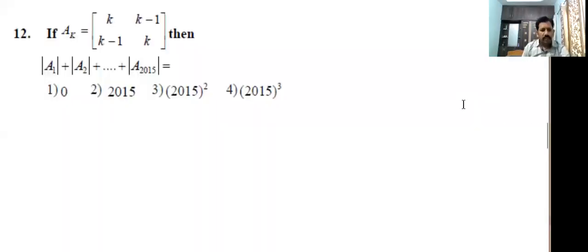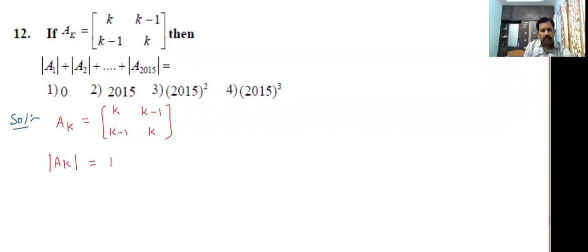This is an important question. What is given here? Determinant of A1 plus determinant of A2 and so on, up to determinant of A 2015. First observe, the matrices AK are given as K, K minus 1, K minus 1, K. Find the determinant of AK, that is K square minus K minus 1 whole square.